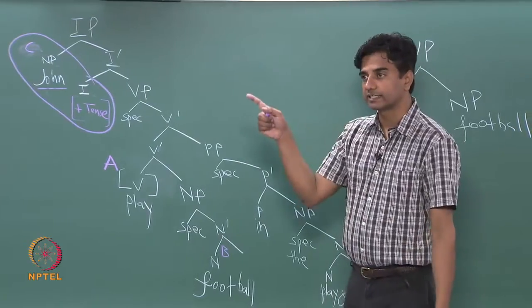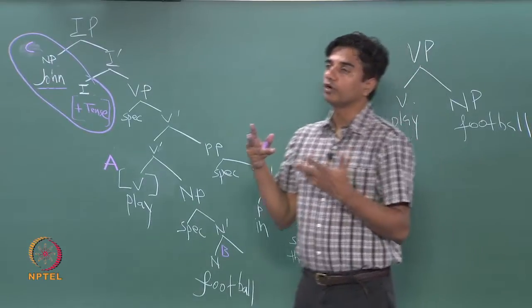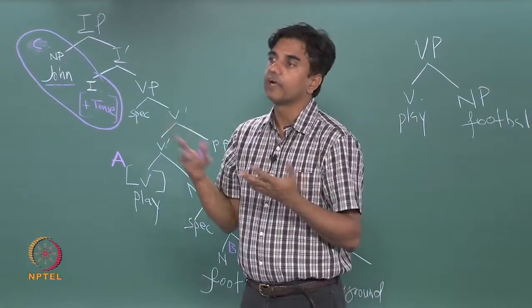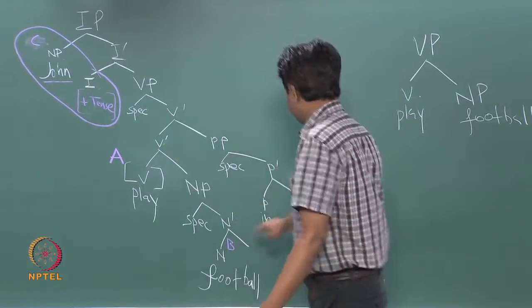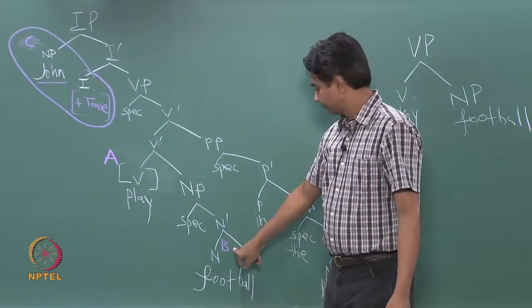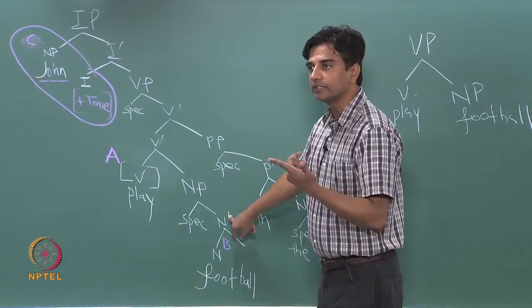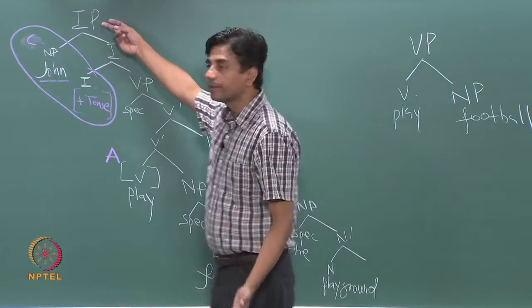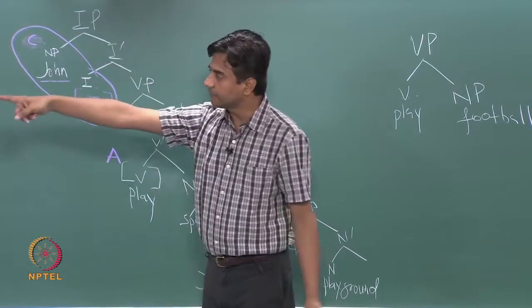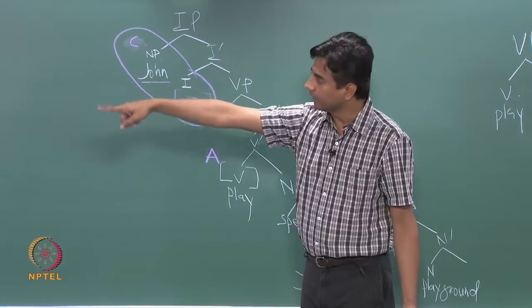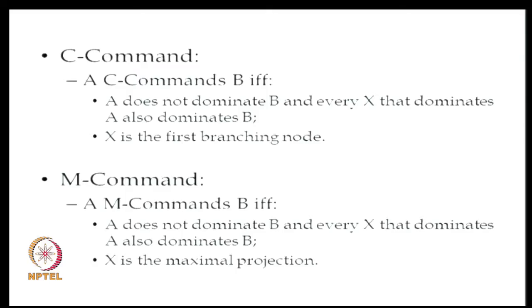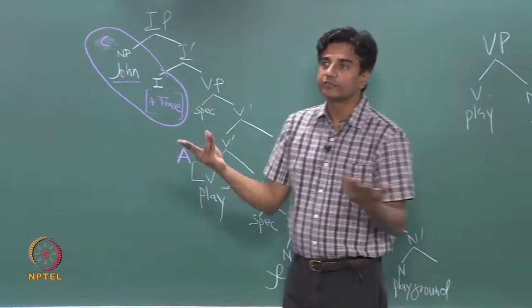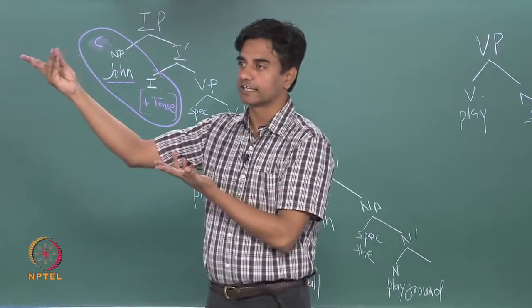X is the first branching node. What do you mean by that? The reason we say X is the first branching node is that we want to keep it open to define the first branching node. In this case, what's the first branching node? N-bar. And we want to define the first branching node in terms of M-command as the maximal projection. Do you see the difference between C-command and M-command? In M-command, the X is a maximal projection. We just want to keep that open to account for nominative case assignment. Otherwise, we will have no way to account for nominative case assignments.